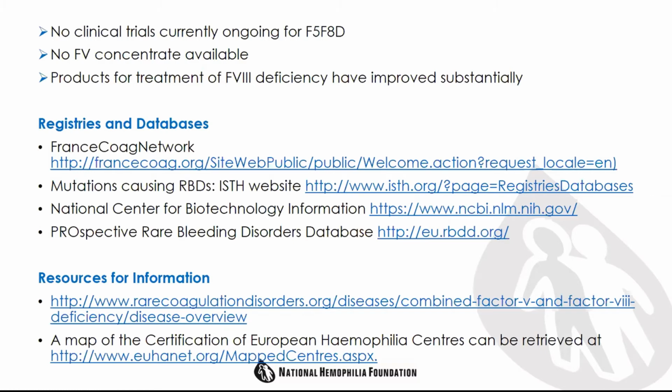There is information available at different websites, which include the France COAG Network, ISTH websites, the National Center for Biotechnology Information, and the Prospective Rare Bleeding Disorder Database. Each of these websites has important information for patients as well as for providers, which can be accessed at any time.